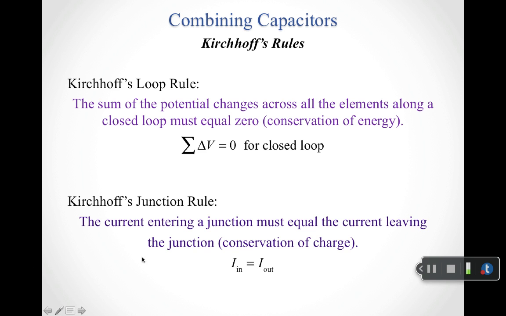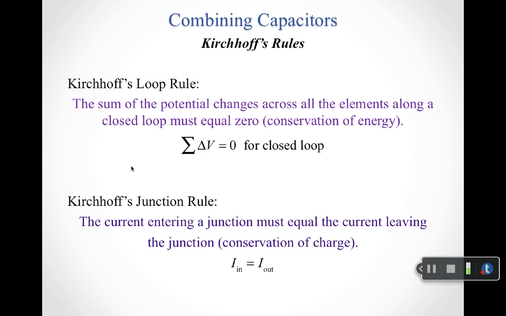So there's Kirchhoff's loop rule, which tells us that the sum of the potential changes across all the elements along any closed loop in your circuit must equal 0. We said really this is just a statement of conservation of energy. And then there's Kirchhoff's junction rule, which is that all the current that enters a junction must equal the current that leaves a junction. So basically everything that comes in has to go out. And again, this is just a statement of conservation of charge.